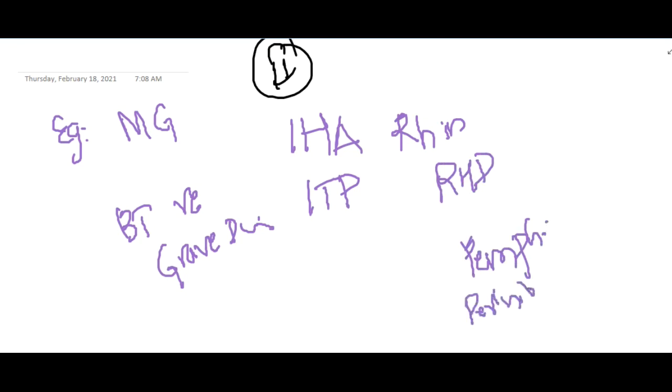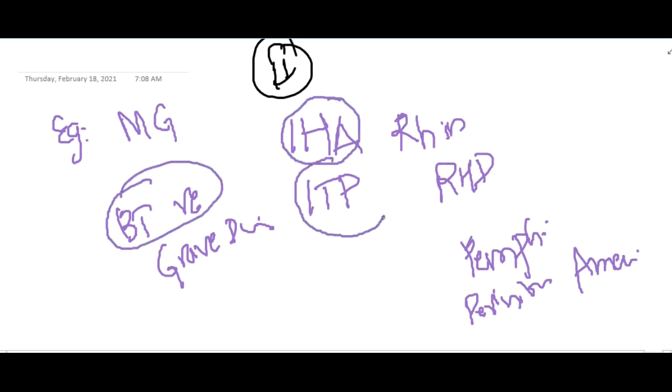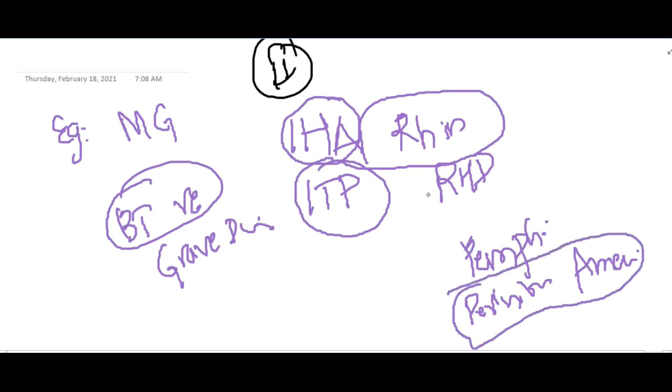I remember this as all the things related to blood, along with myasthenia gravis, Graves disease and pemphigus. Blood transfusion reactions, immune hemolytic anemia, idiopathic thrombocytopenic purpura, Rh incompatibility and pernicious anemia are all related to blood. Along with that, rheumatic heart disease, pemphigus, Graves disease and myasthenia gravis are type 2 hypersensitivity reactions.